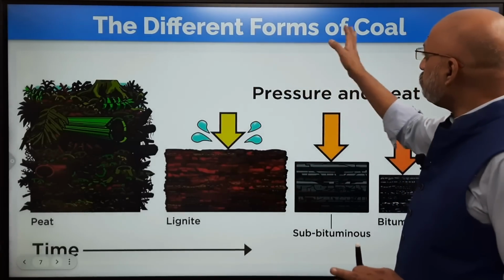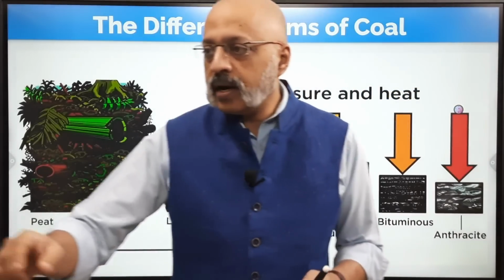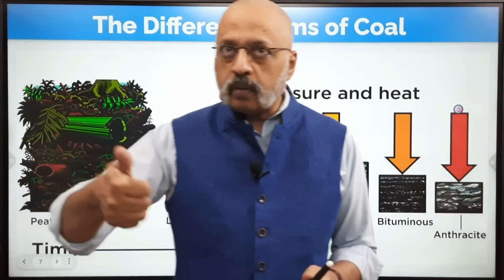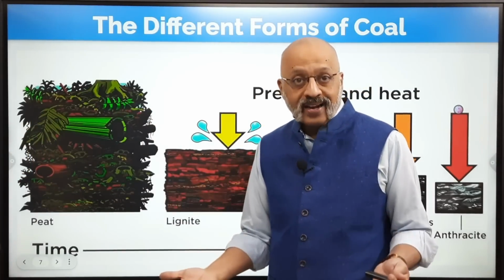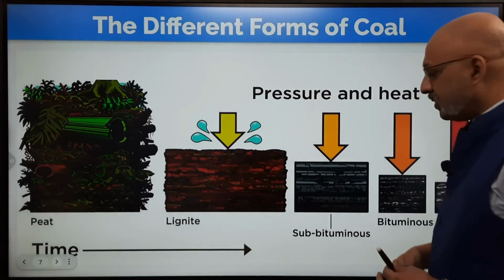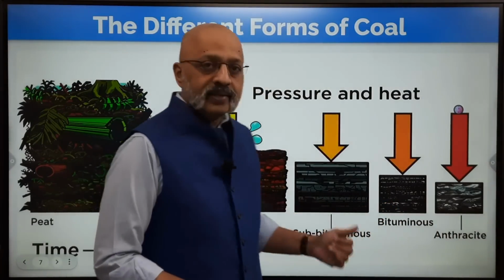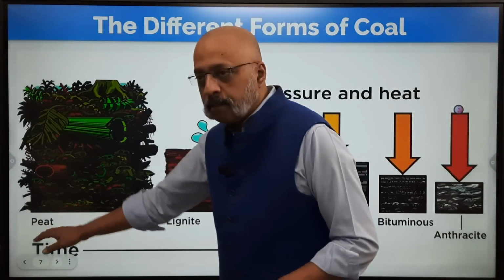Now, the different forms of coal. Depending on the amount of carbon, the volatile matter and the moisture, there are different forms of coal. One, of course, is anthracite. Then there is the bituminous coal. Then there is lignite and then there is peat.